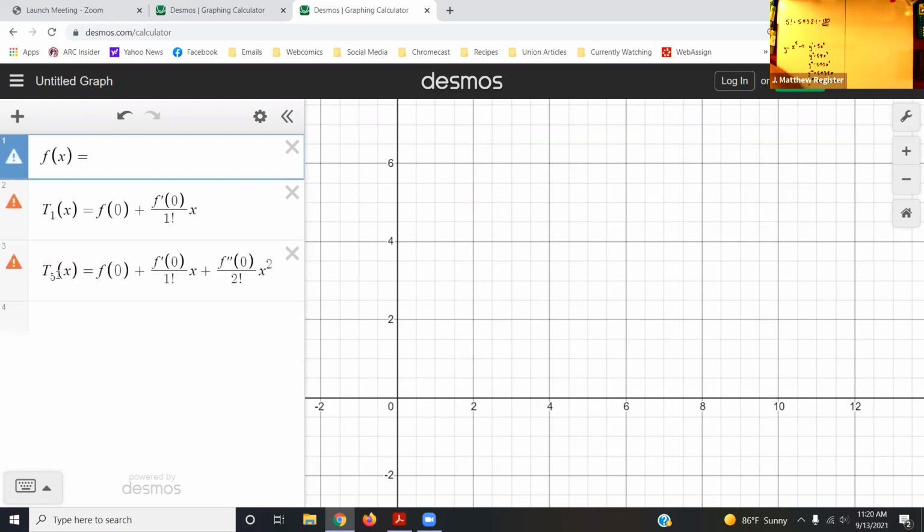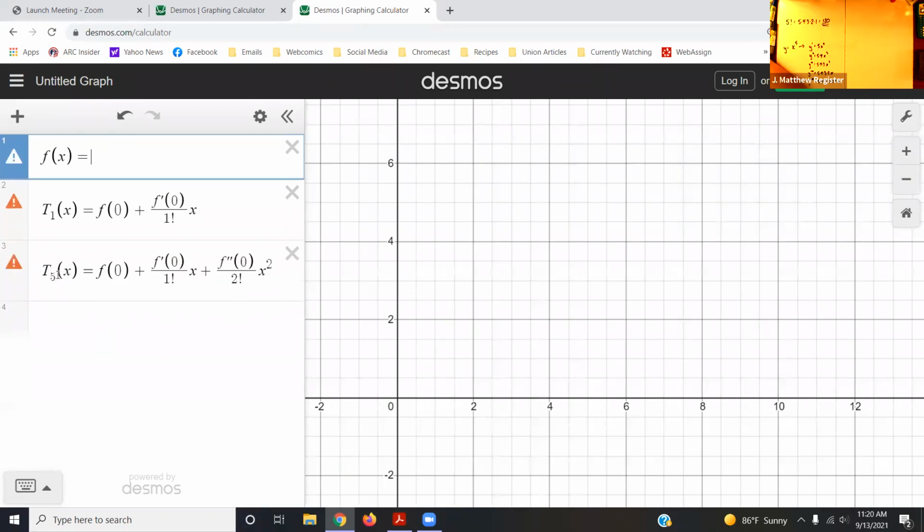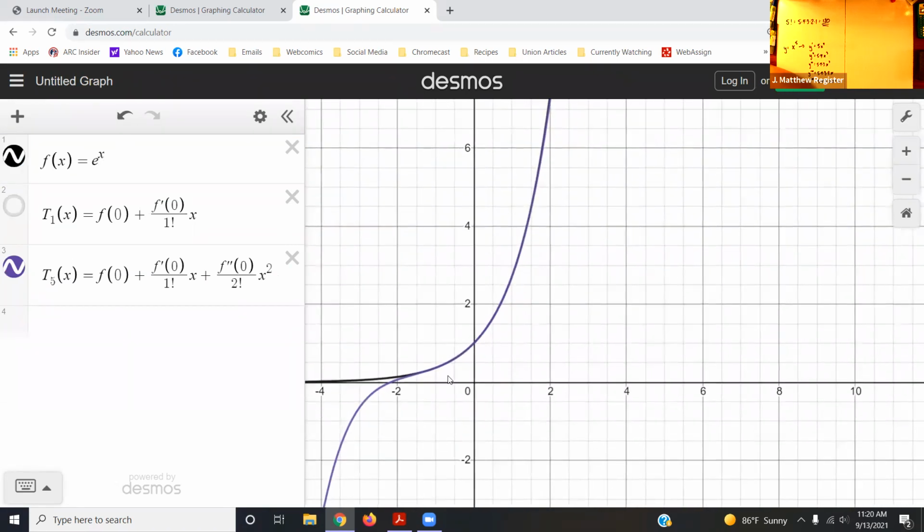How about an arcsine? Never play with arcsine, especially not in this course. But notice how similar it is. And so again, the more terms we add, the more accurate it's going to get. And then we could say just e to the x. I mean, e to the x, that's the standard one. And you can see just how accurate it is.